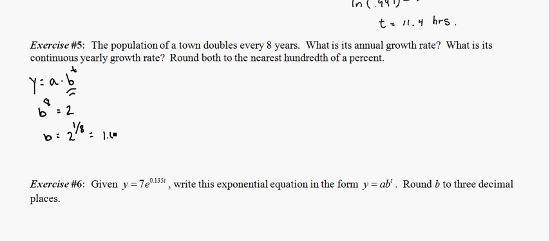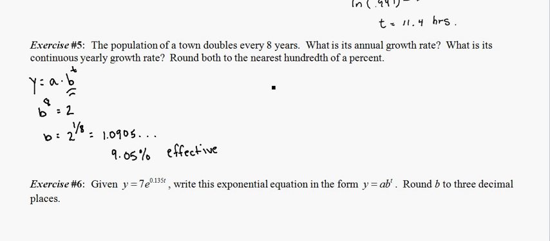We'll get 1.0905... right? We want to round this to the nearest 100th of a percent. That's going to be 9.05%. Now, that's really the effective growth rate. That's effective. In other words, every year, at the end of the year, if you wanted the new population, you would just multiply by 1.0905. But then it asks us for what our continuous yearly growth rate was.